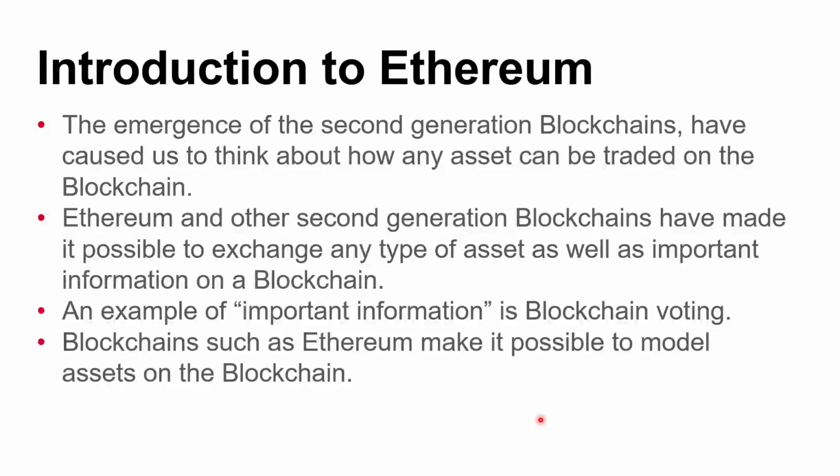So the emergence of second-generation blockchains has caused us to think about the way assets can be traded. Ethereum and other second-generation blockchains have made it possible to exchange any type of asset, as well as important information on the blockchain. So we can tokenize information. We can tokenize user attention.